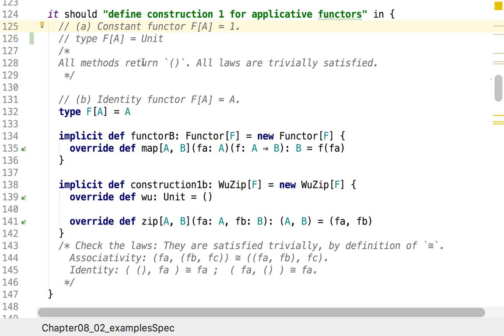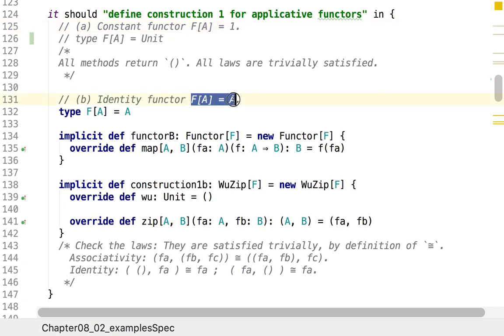And so all methods of the functor, including monadic methods, flat map, pure, map, zip, can only return the unit value. Since all methods return a unit value, all laws are trivially satisfied, because the laws say that one combination of methods should be equal to another combination, but all of these always return the unit value, so they're always equal. So in this case, it is trivial. We don't need to check any laws here.